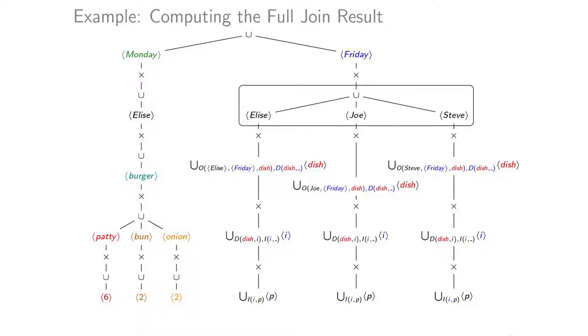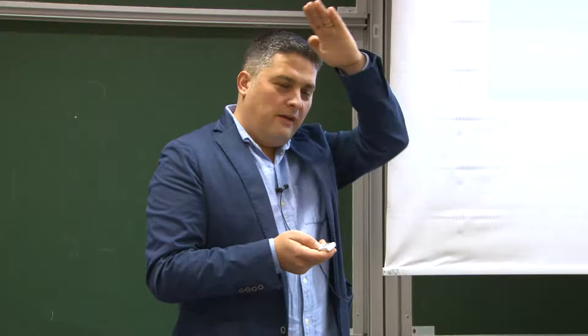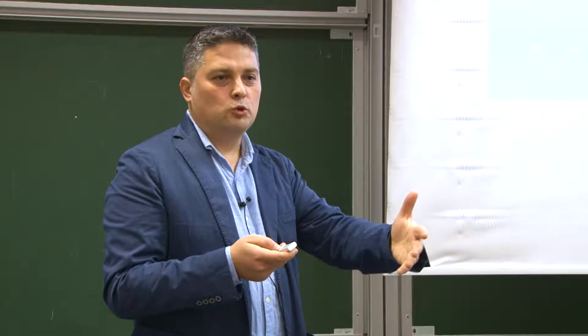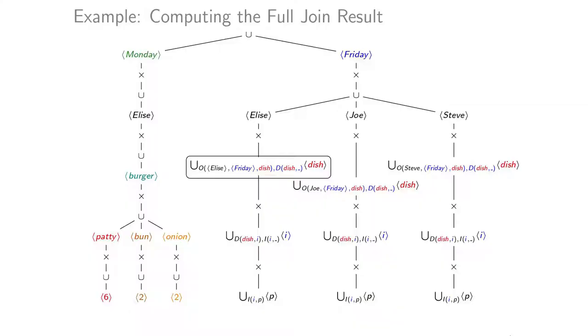I show it here as a trie, but in fact, you can imagine you can just enumerate them. You don't have to compress them at the very top. Every branch represents a tuple in the result, and you can output it like that. You don't have to store it. You just output a branch at a time, I mean, a root to leaf path at a time, and that will represent a tuple. And then you move to the next tuple and so on and so forth.